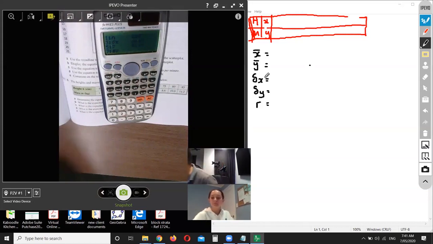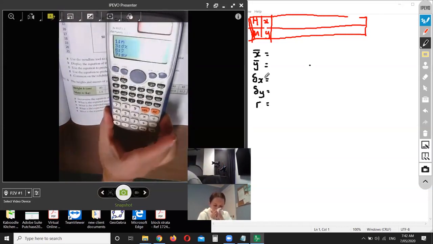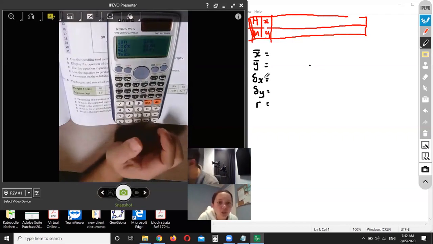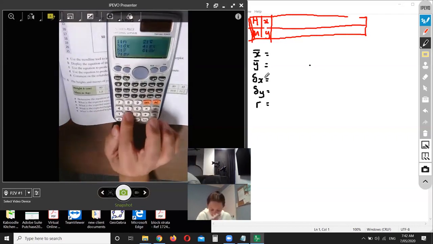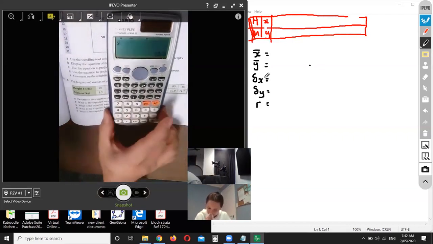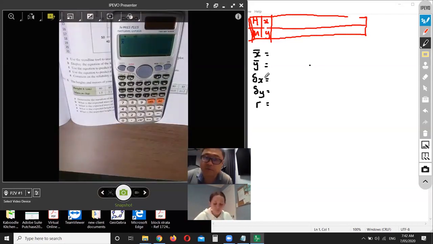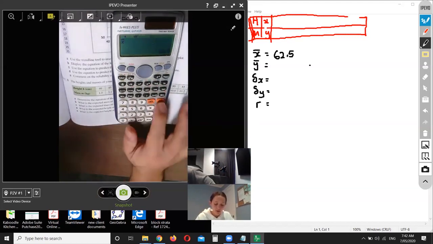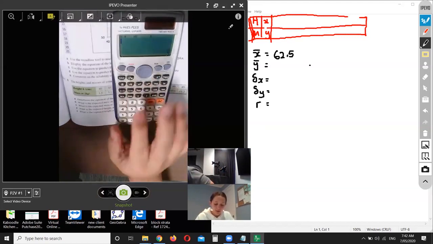So how do you think you might find X bar? Clicking 2, is that 2 on yours as well? Cool. And then you press equals, and what do you get? 62.5? Yep, lovely. Okay, so what I want you to do is repeat that process and tell me the numbers that you get for the next 3. Do you just go clear again? Yes, so you go AC.